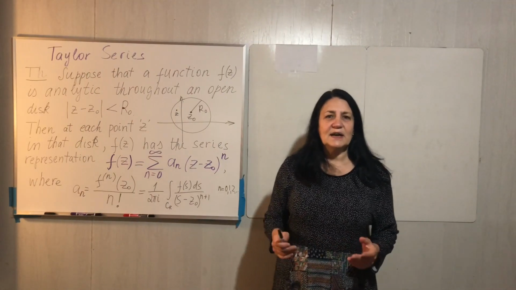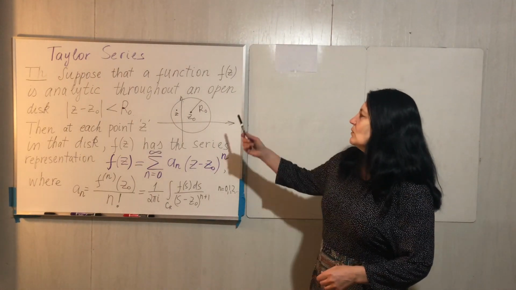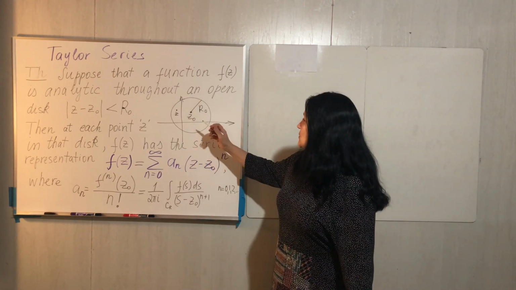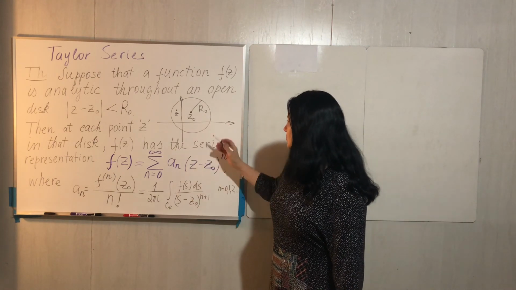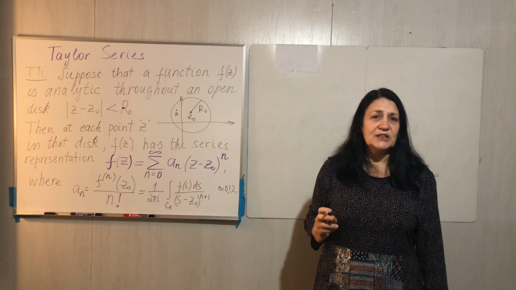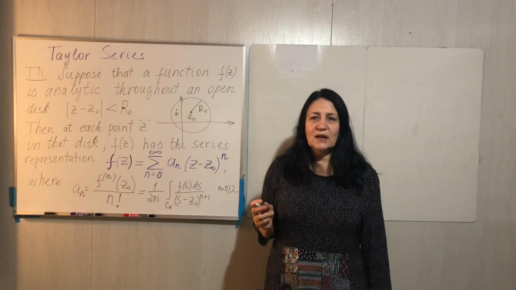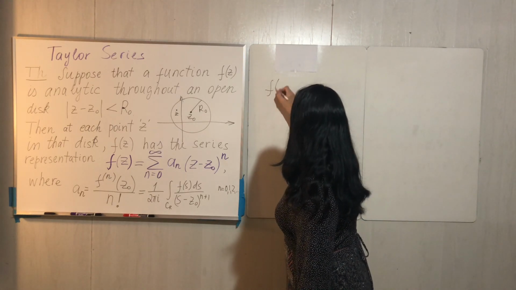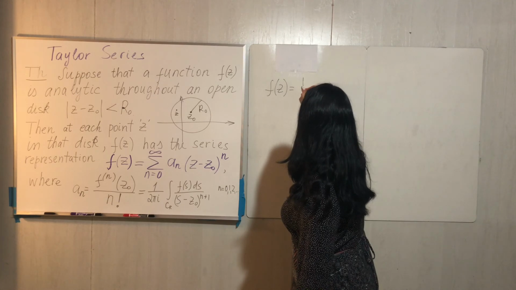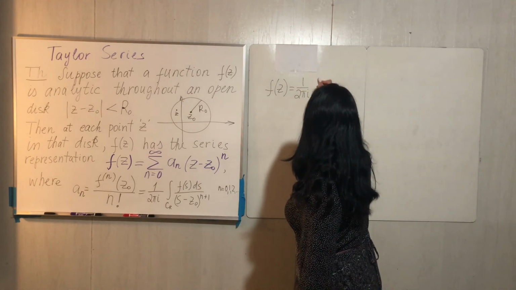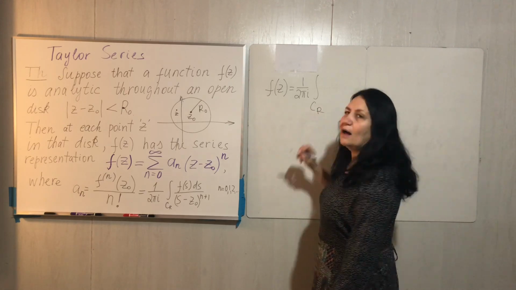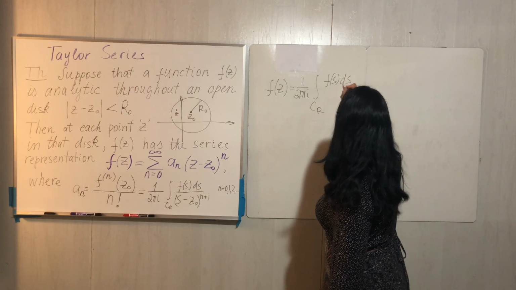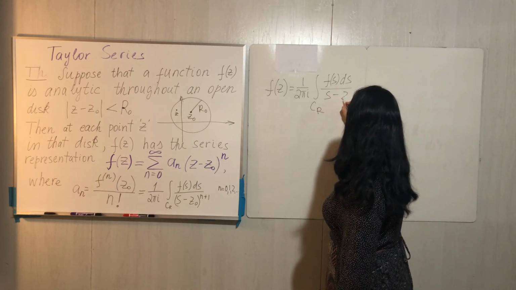Now let's sketch the proof of this theorem. So what do we want to establish? We want to have all of our derivation based on the Cauchy integral formula, because we have proven the Cauchy integral formula, which is f of z equals 1 over 2 pi i, integral over C_r of f of s ds over s minus z.